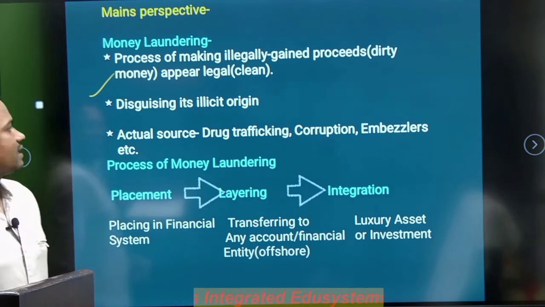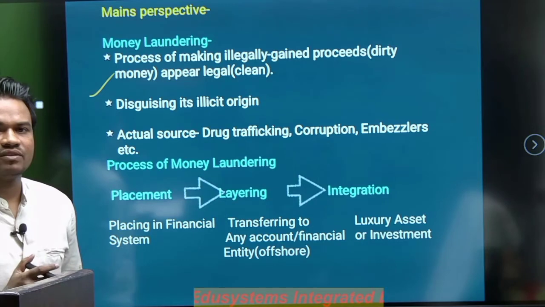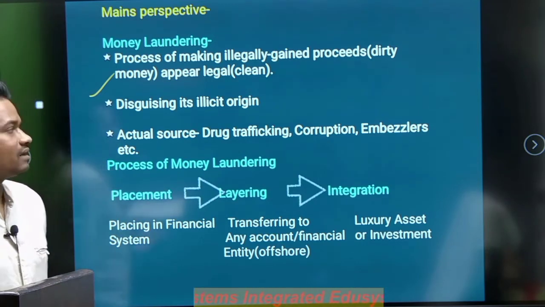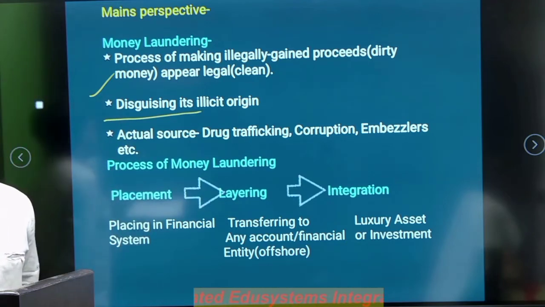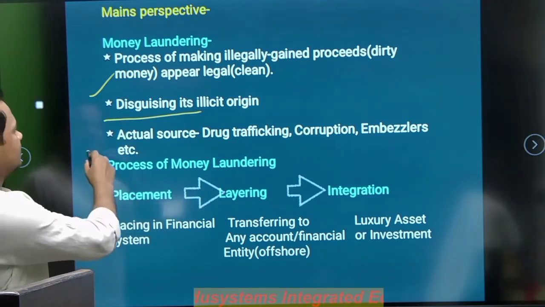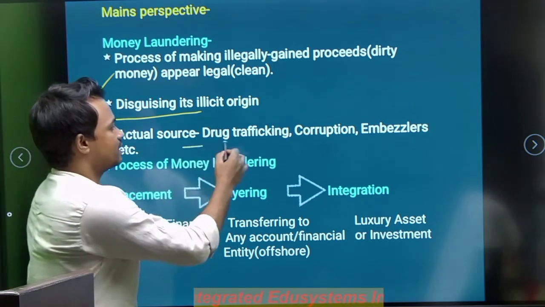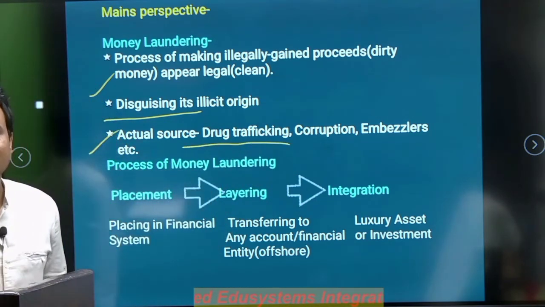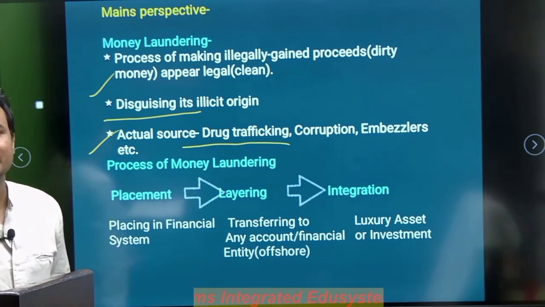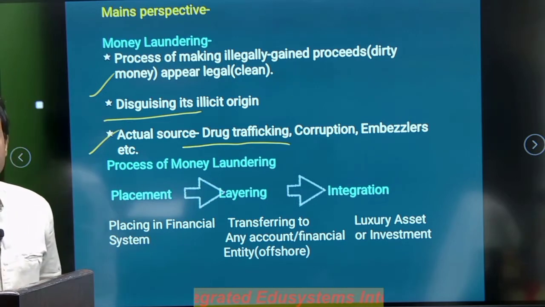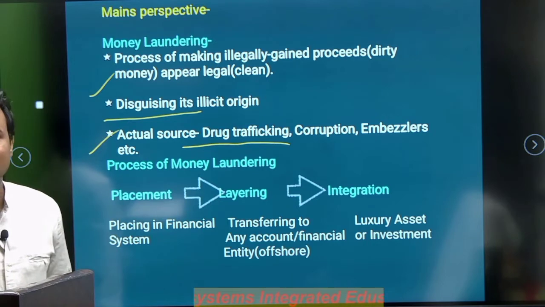Second, the illicit origin: the origin or source of that money is disguised or concealed. This is one of the characteristics of the money laundering process. And third, the actual source of that money is through illegal means like drug trafficking, corruption, embezzlement, or extortion. These are the sources of these illegally gained proceeds.